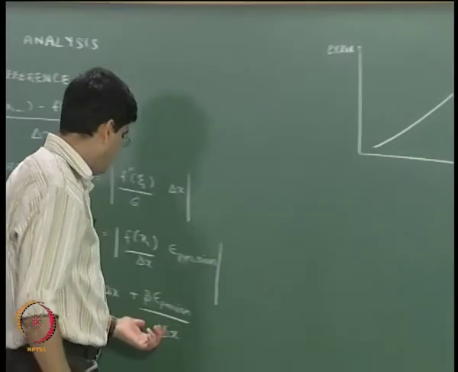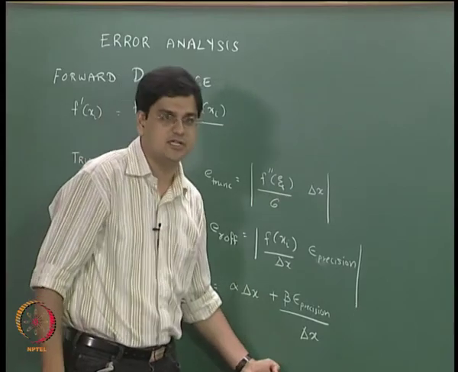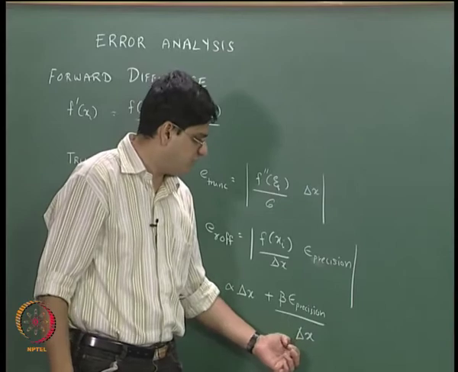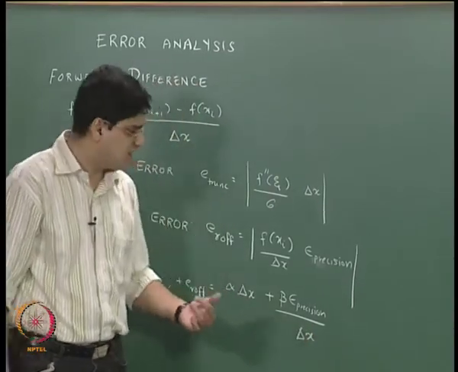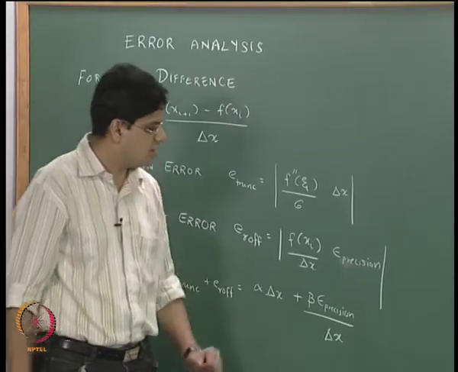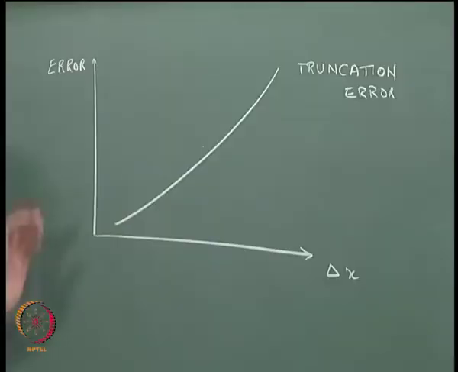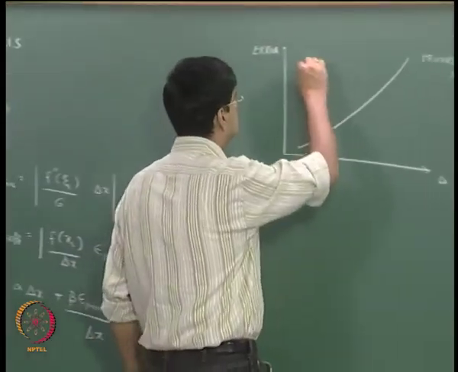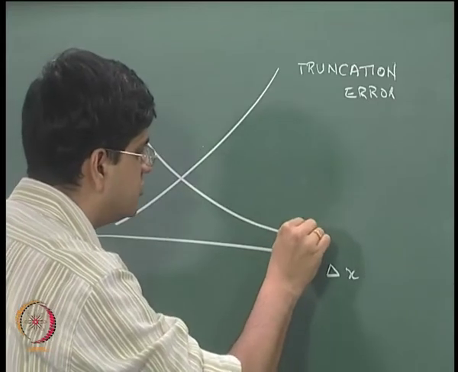Okay. The round off error on the other hand increases as the delta x decreases, or it decreases as delta x increases. So, for example, if we are going to start with a very low value of delta x, there will be a fairly large round off error in delta x, and as the delta x keeps increasing, the round off error is going to decrease simply because delta x is in the denominator. So, this is how perhaps the round off error is going to look like.